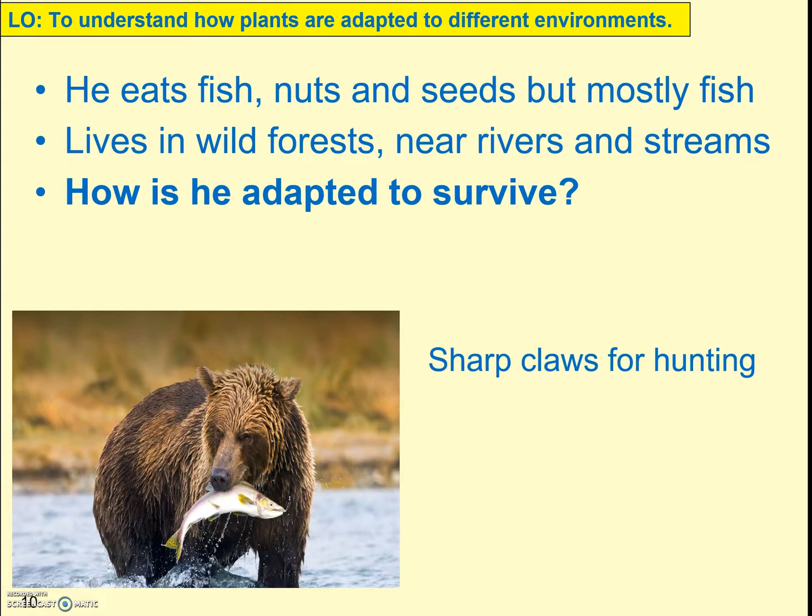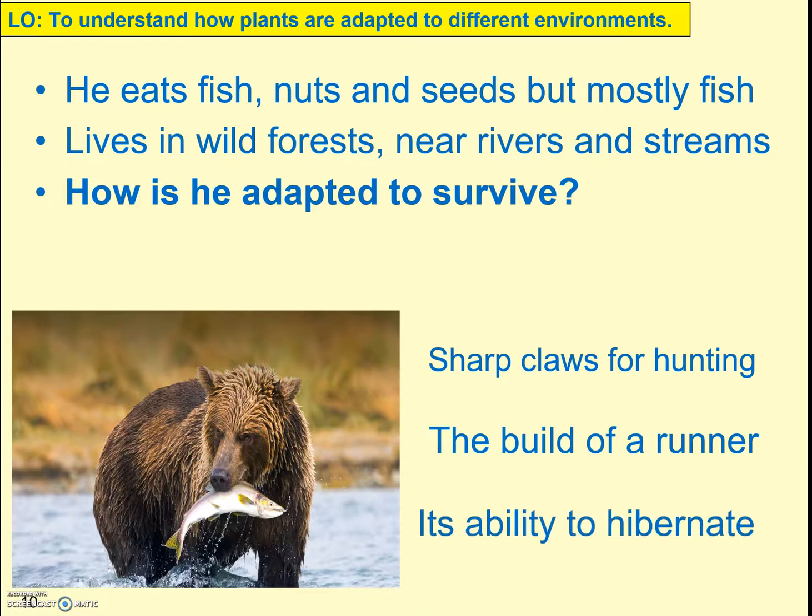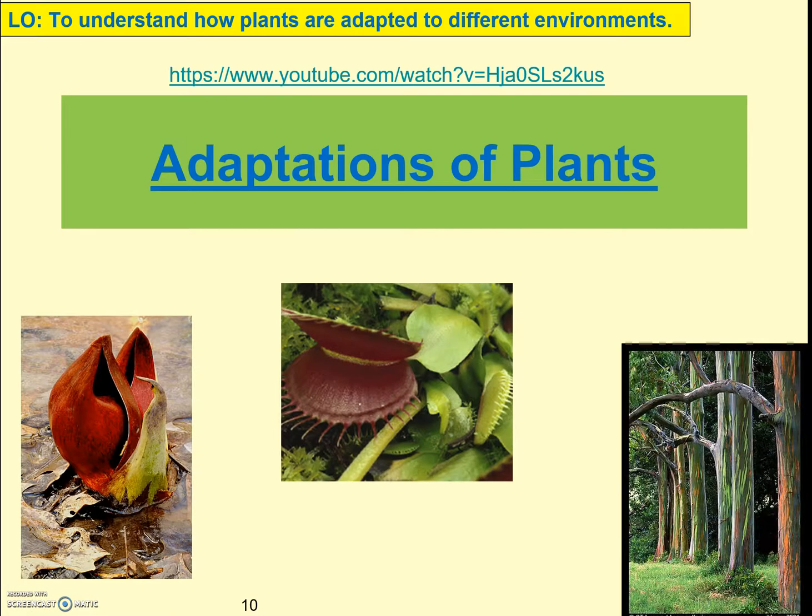He has sharp claws and canine-like teeth for hunting. He is built like a runner, even though he doesn't look it. He can outrun any human, reaching speeds of over 30 miles per hour. He has the ability to hibernate, that is to spend the winter in a dormant state. Plants are also adapted to their environment. They have really cool weapons to fend off attacks.